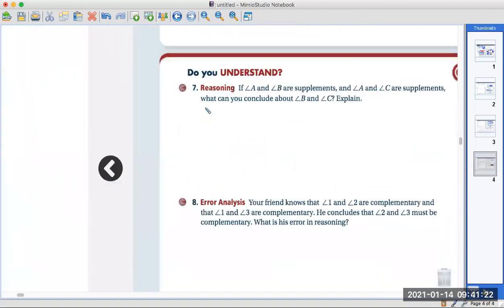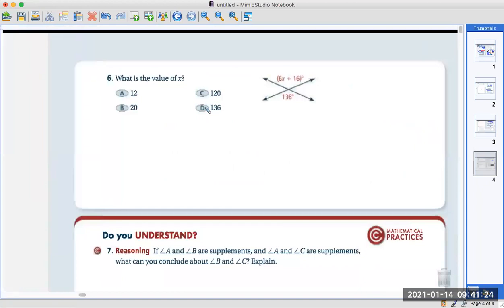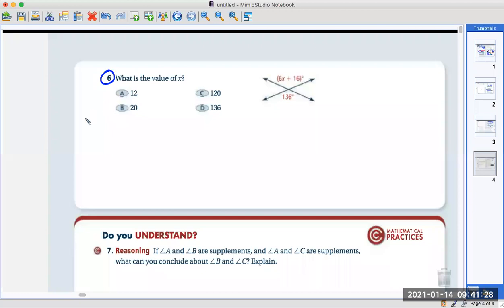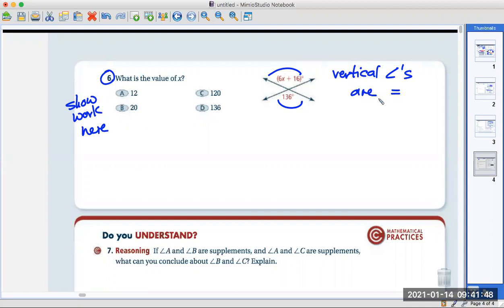So we're on page 54. You're going to do number 6. Now make sure you work out the equation. Don't guess. It means show your work. Some questions you have to show work. These 2 angles are vertical angles, and they're equal. So there's your clue about your equation. Okay, look back in the examples. Make sure you work it out.